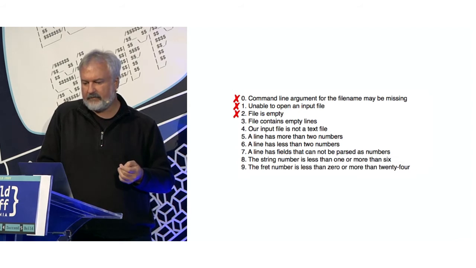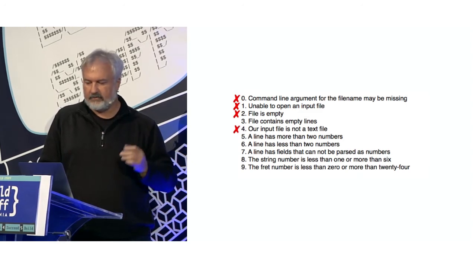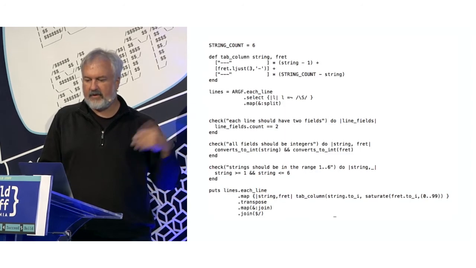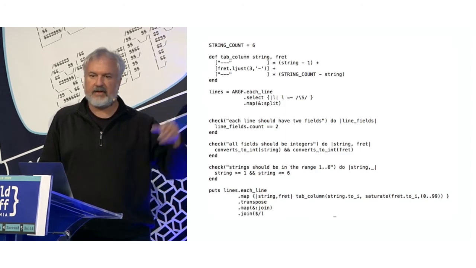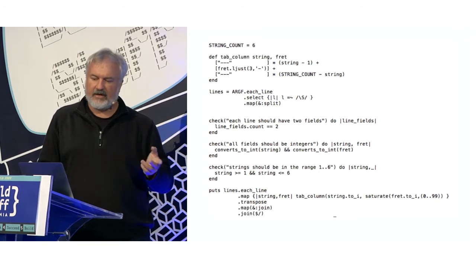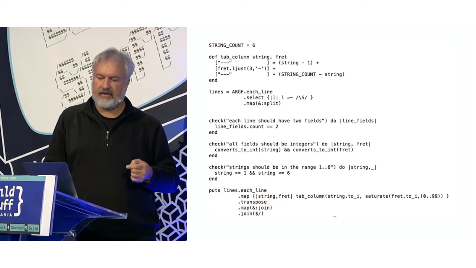So we have that. I'm going to drop off our input file. It's not a text file because that's just going to be an error that throws an exception, and we'll be able to deal with it. But here's another way of tackling most of the other things we had listed as errors. What I'm doing now is I start out in the beginning and I go to argf, I get each line, and I'm going to select all the lines that are not blanks, okay? And then I'm going to split all those things.